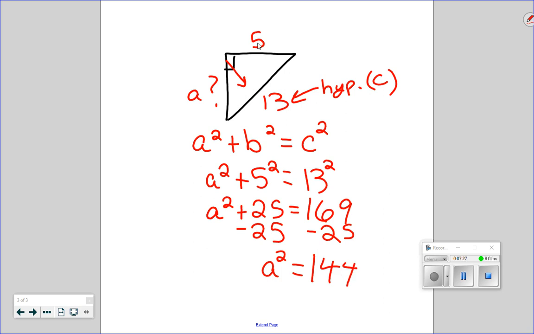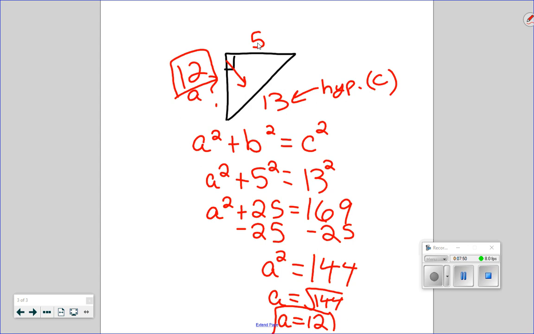Okay, that's not the side length. That's what a squared is. The side length is actually what we need to figure out. If a squared is 144, then a is equal to the square root of 144. And the square root of 144 is 12. So that missing side length is 12.